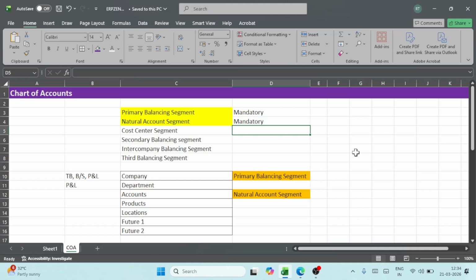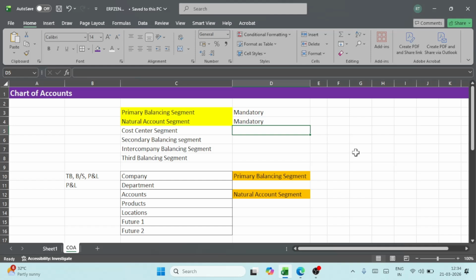ERP. In today's video, we are breaking down one of the most fundamental concepts in accounting and ERP systems, the chart of accounts. Whether you are a student, a finance professional, or just curious about how businesses organize their finances, this video will make it crystal clear.